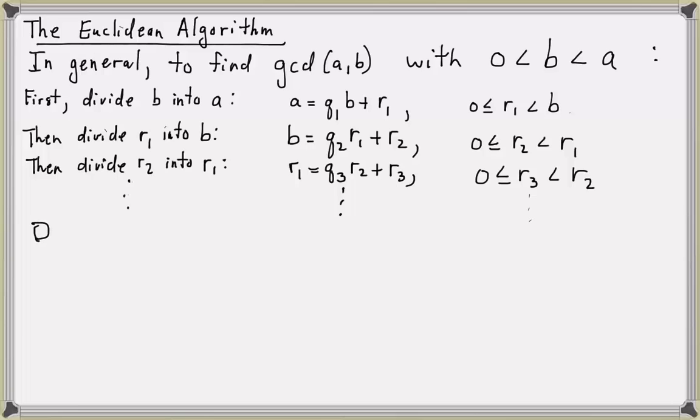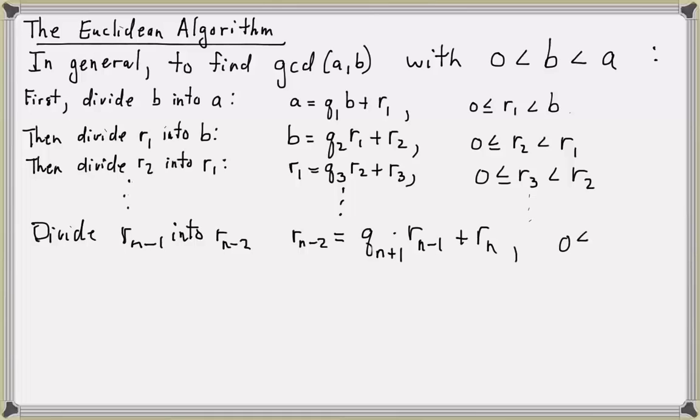So I'm going to divide R(n-1) into R(n-2). So R(n-2) equals some quotient, it's going to be Q(n+1), times R(n-1) plus a remainder Rn, and again this nth remainder is greater than or equal to 0 and strictly less than R(n-1). And so this Rn is going to be the last non-zero remainder.